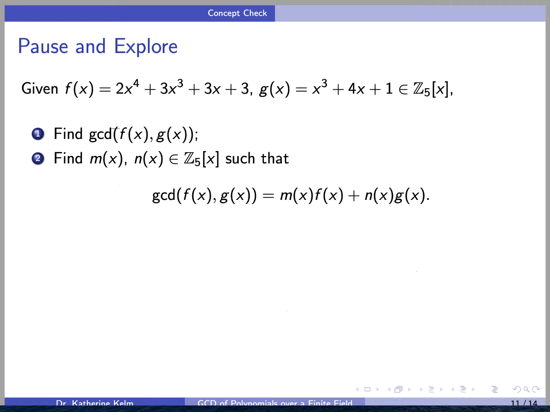Here we come to a concept check. Pause and explore. I urge you to pause the video and work out the answer for yourself before continuing.